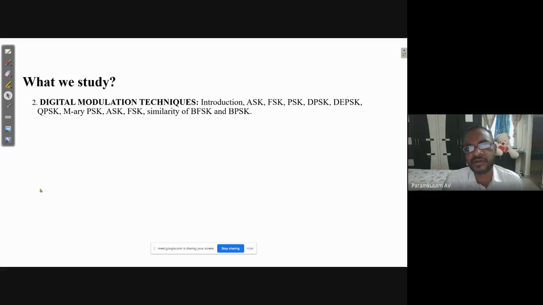It is similar to amplitude modulation for analog communication. Similarly, FSK, frequency shift keying, is similar to frequency modulation for analog communication. And PSK, phase shift keying, is similar to phase modulation for analog communication. And these are the three basic modulation techniques: amplitude shift keying, frequency shift keying, phase shift keying. So here also modulation has the same definition. What is modulation? We take the carrier.